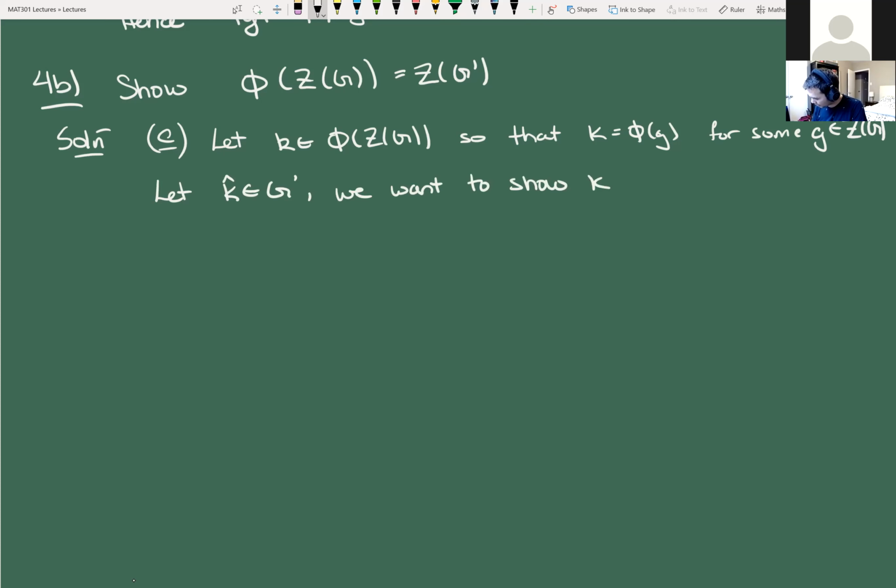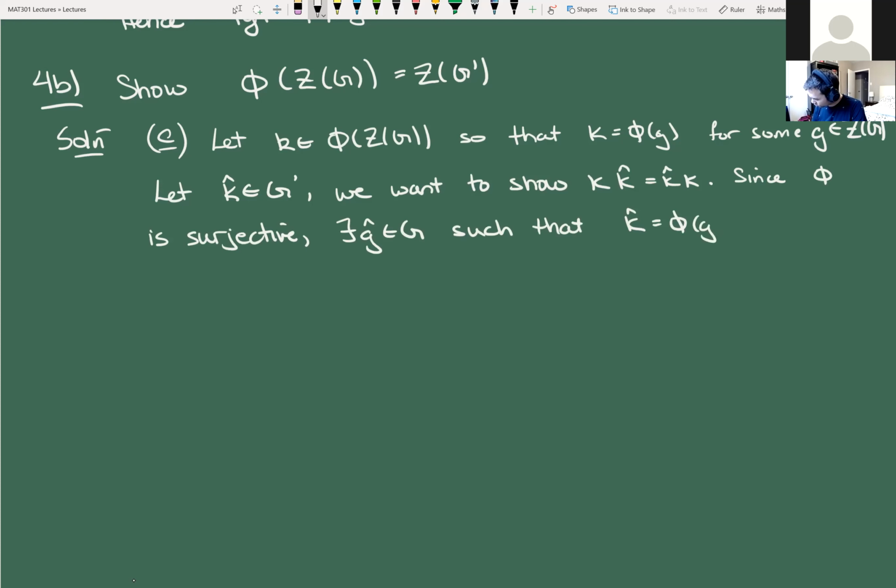We want to show that K prime is K prime K, i.e. that K commutes with every single element of G prime. Okay, but since phi is surjective, here you see I'm using the bijectivity properties. Since phi is surjective, there exists some g hat in G such that k hat is phi of g hat.